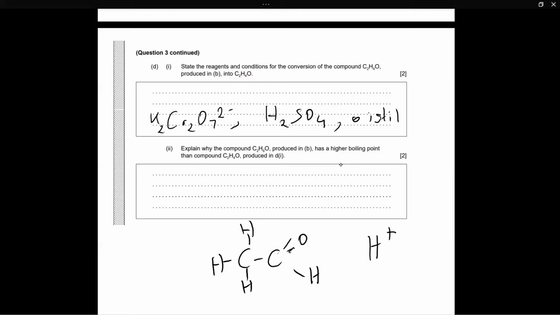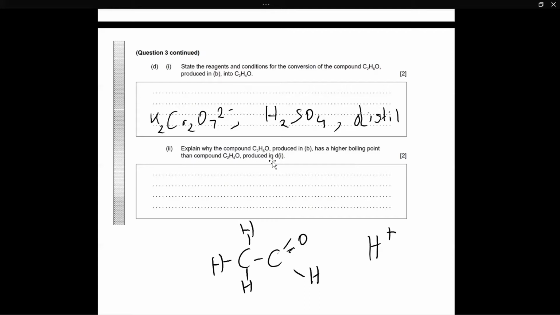So that is the last. This is a D. Distill. Now, the third question, second part of the third question. Explain why the compound C2H6O produced in B has a higher boiling point than compound C2H4O produced in D.